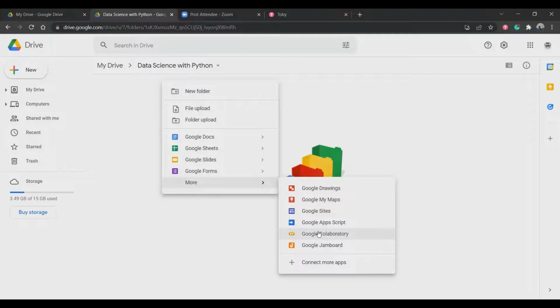Maybe you are going to use this Collaboratory for the first time, so maybe you are not able to find Google Collaboratory over here. After clicking on this More, if you are not able to find Google Collaboratory, you can try to click on Connect more apps.